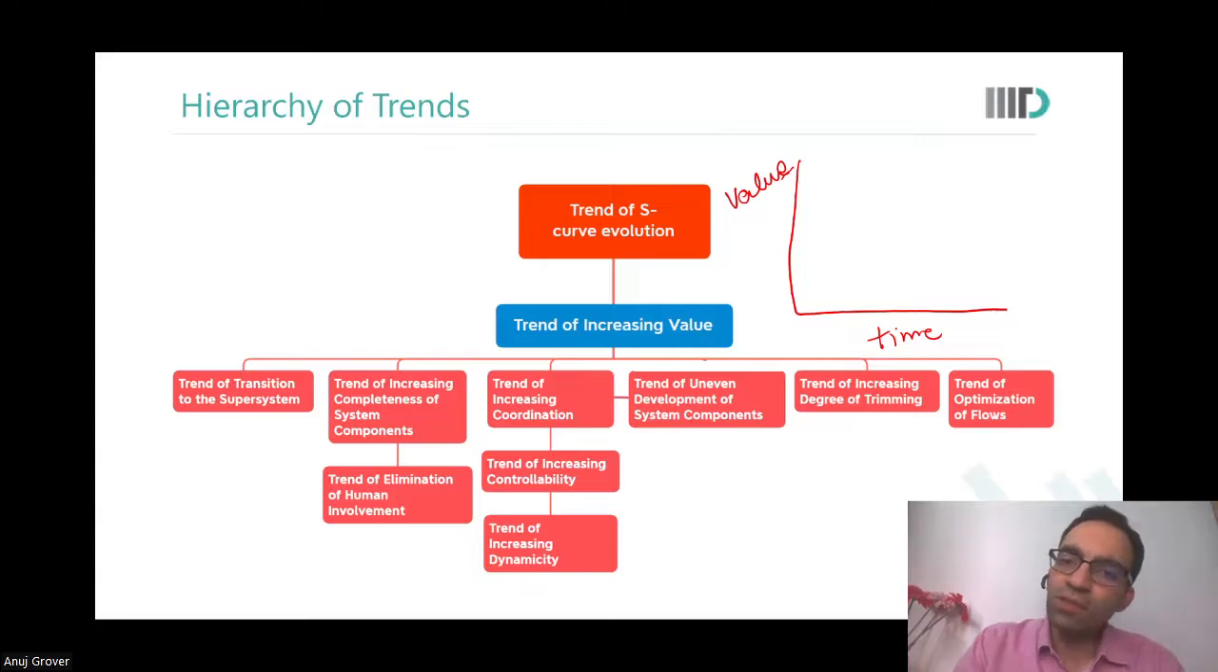So what happens when you start some new activity? Your value is very low. You're learning. Your contribution is low. Once you start to learn, once you start to contribute, after you have learned the activity, your contribution does not come down, but it largely saturates.